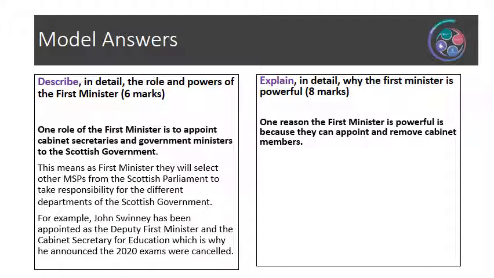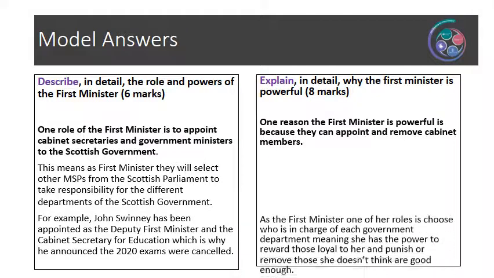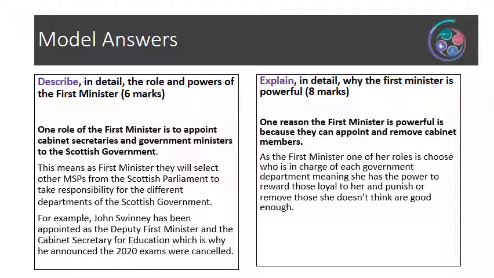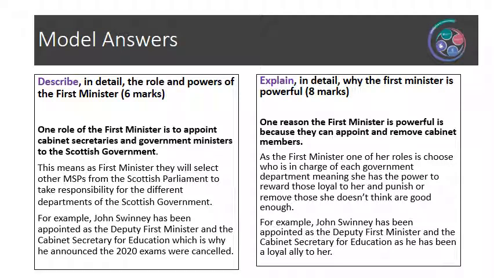Note the question is very similar, but it's explain, so why is the First Minister powerful? One reason the First Minister is powerful is because they can appoint and remove cabinet members. Provide further details about that. As the First Minister, one of her roles is to choose who is in charge of each department, meaning she has the power to reward those loyal to her and punish or remove those who she does not think are good enough. Again, you may wish to use a similar example to back up your explanation. For example, John Swinney has been appointed as the Deputy First Minister and the Cabinet Secretary for Education, as he has been a loyal ally to her.